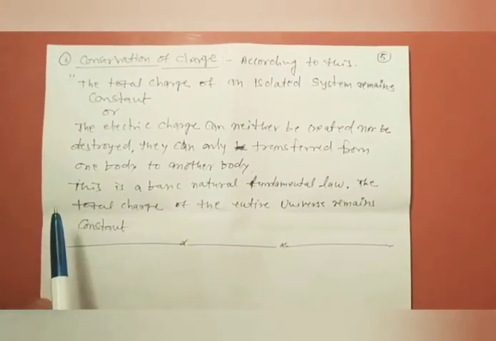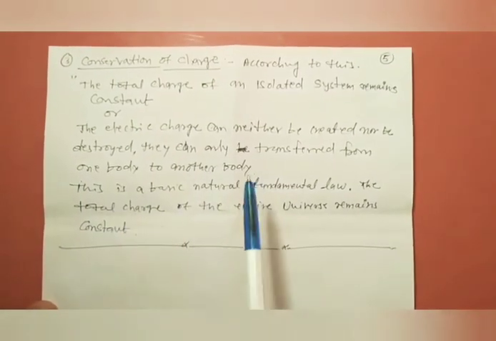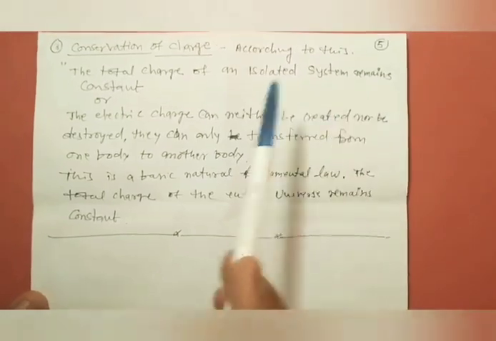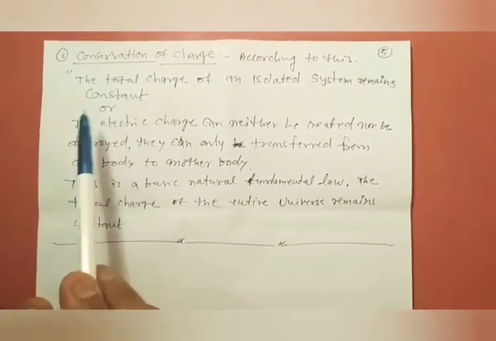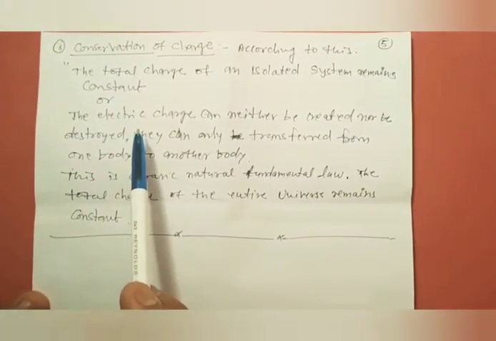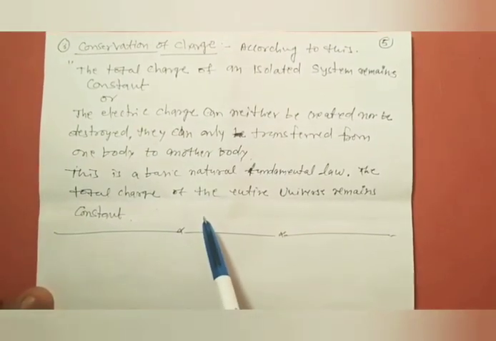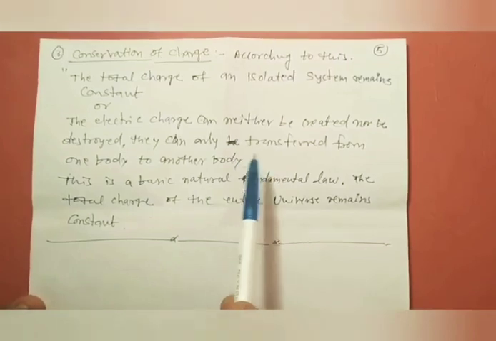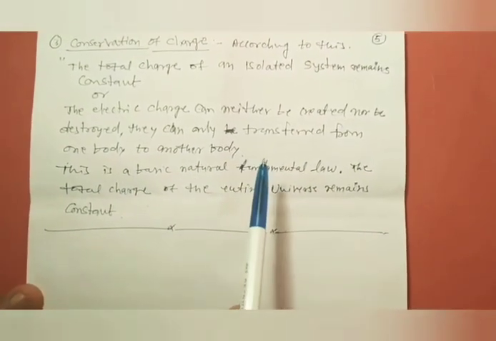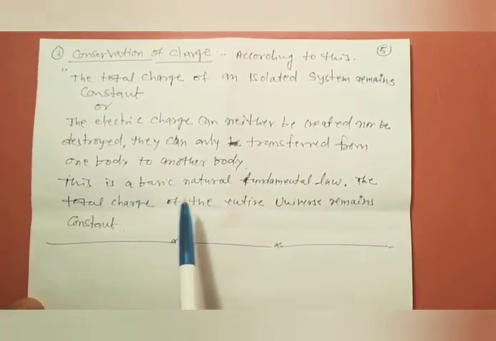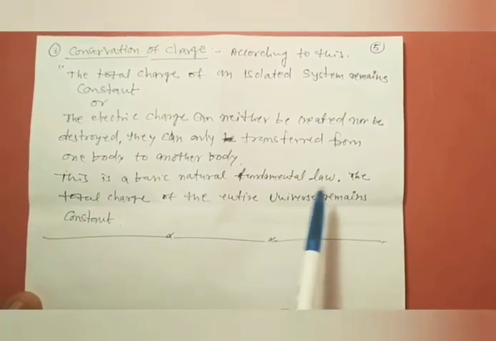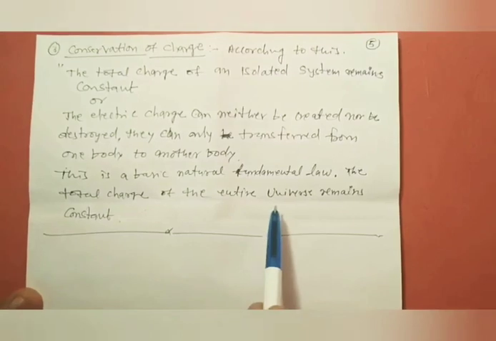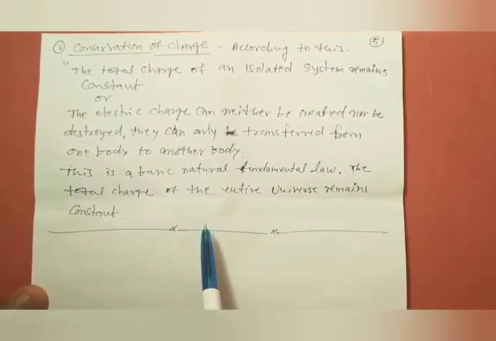Third important property, conservation of charge. According to this, the total charge of an isolated system remains constant, or the electric charge can neither be created nor be destroyed. They can only be transferred from one body to another body. This is a basic natural fundamental law. The charge of the entire universe remains constant.